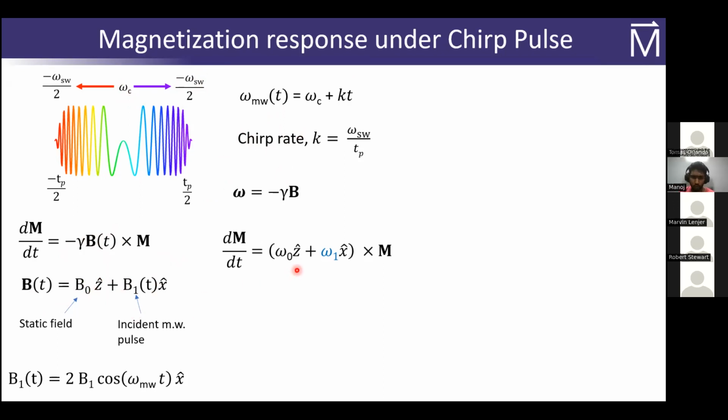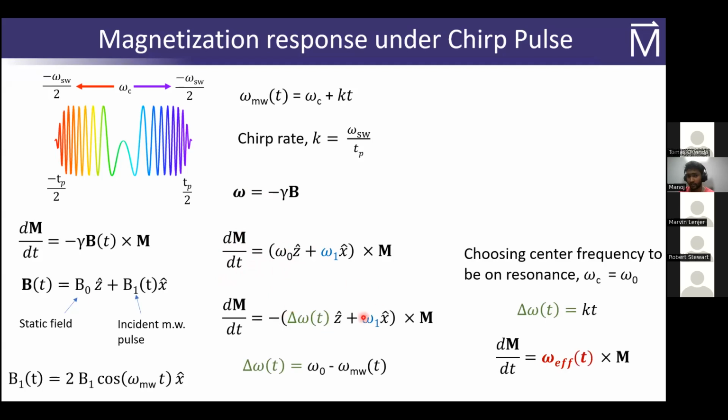So converting into angular frequency, in the laboratory frame, we have this equation. It is more convenient if we go to a rotating frame. By transforming to the rotating frame, we obtain a time-dependent offset along the z direction and omega 1 along x. This time-dependent offset is the difference between the Larmor frequency and the microwave frequency.